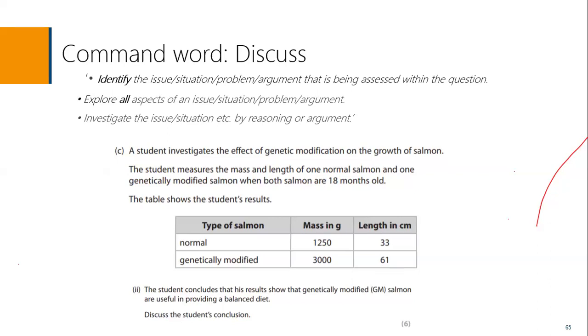There's some data on the effect of genetic modification on the growth of salmon. The students measured the mass and length of one normal salmon and one genetically modified salmon when they're both 18 months old. It shows the mass and the length of normal and genetically modified salmon. The student concludes that his results show that genetically modified salmon are useful in providing a balanced diet. Discuss the student's results.